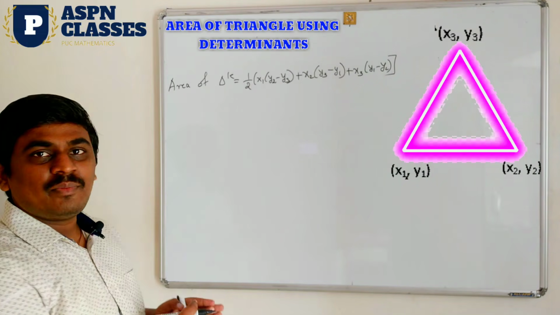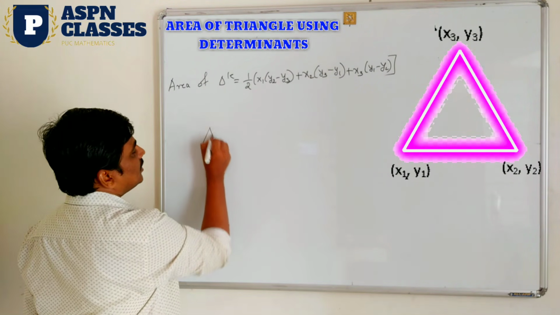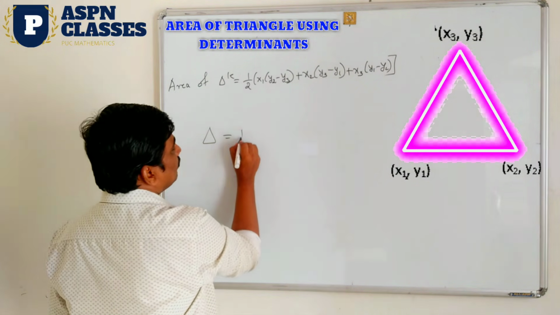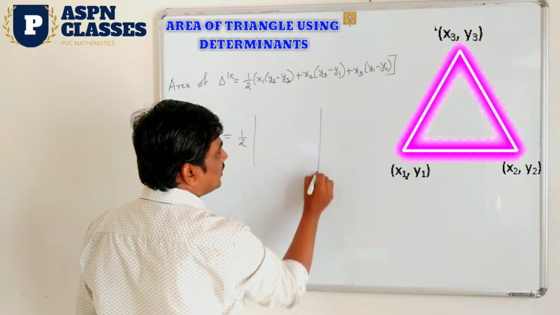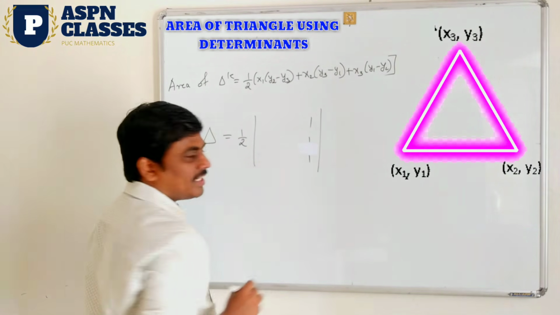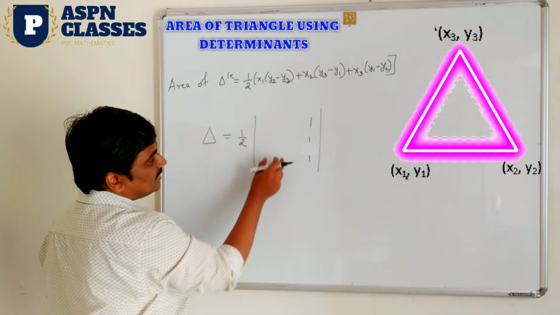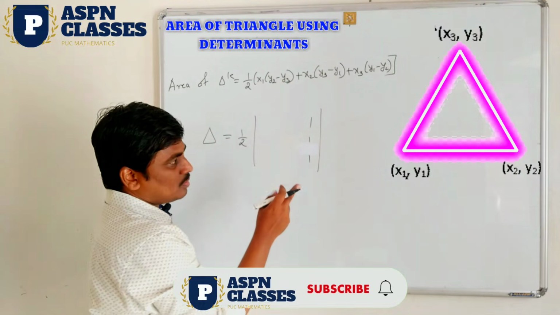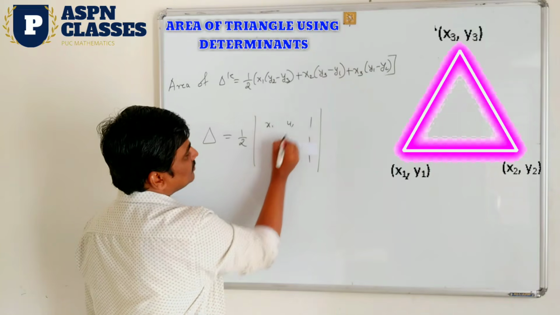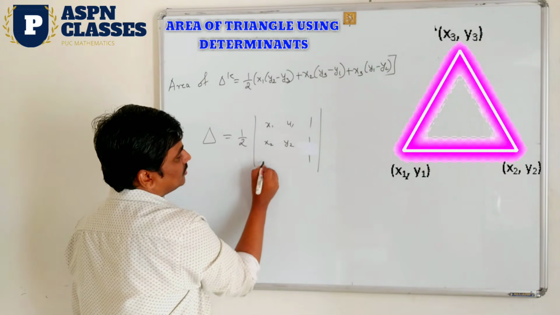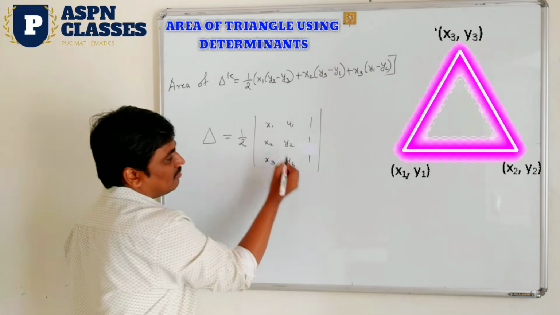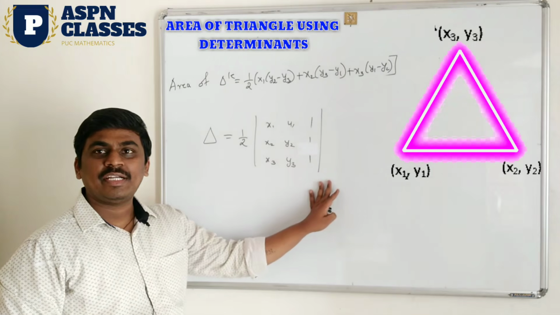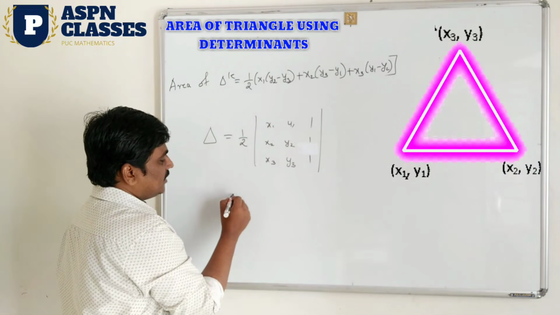Using the determinant, observe here: delta is equal to 1/2 determinant, and the last column you always have to take as 1, 1, 1. The other columns are taken from the vertices: first point x1, y1, second point x2, y2, third point x3, y3. So this is the determinant method, and you may also go and find this determinant value.